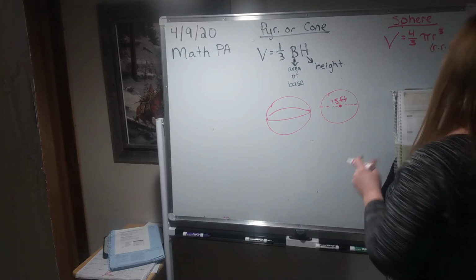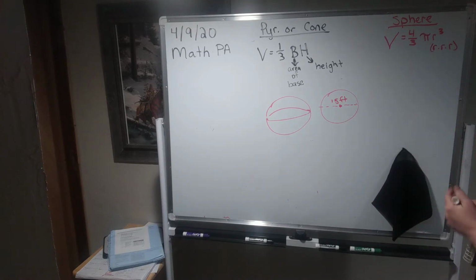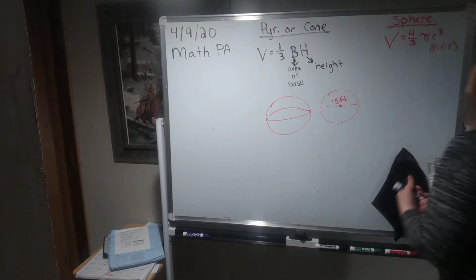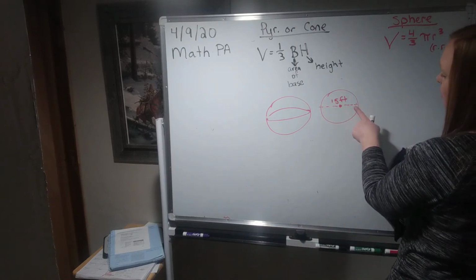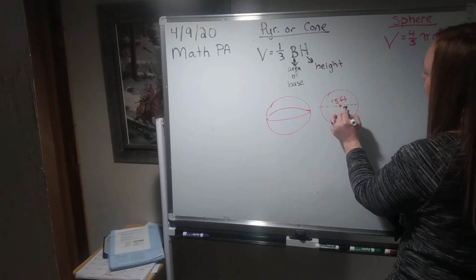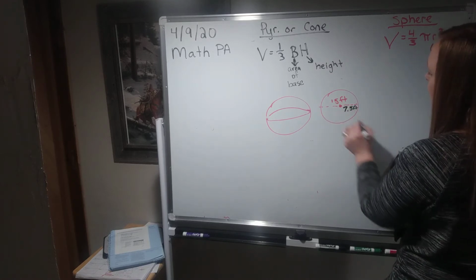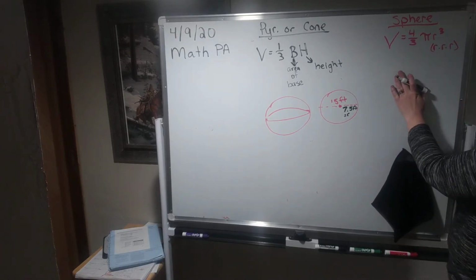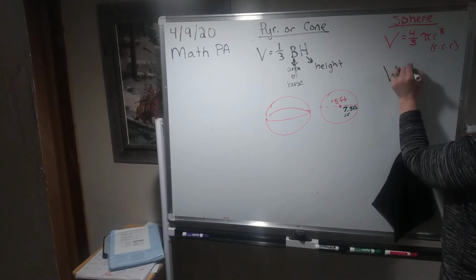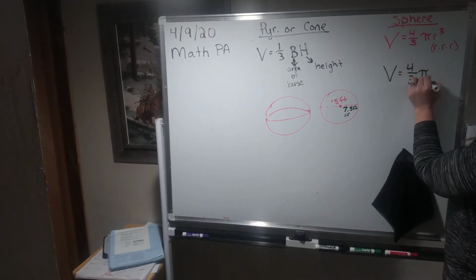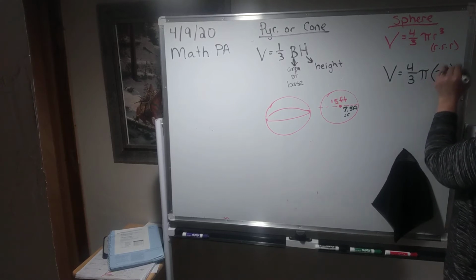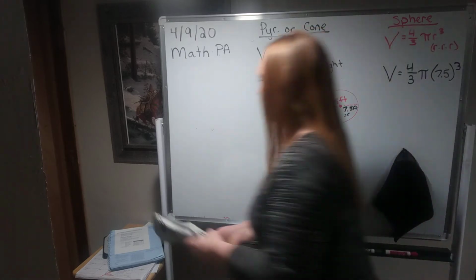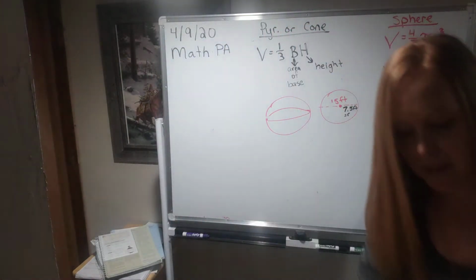The first thing we have to do to be able to find the volume is to find the radius. Here we have 15 feet as the diameter, so we have to cut that in half, don't we? So we should get 7.5 feet for the radius. Let's plug this into our formula. So volume equals 4/3 pi 7.5 cubed. Let's get our calculator and put that in.